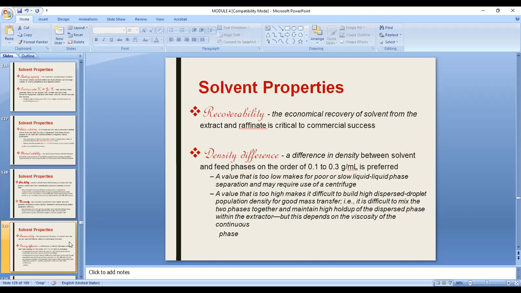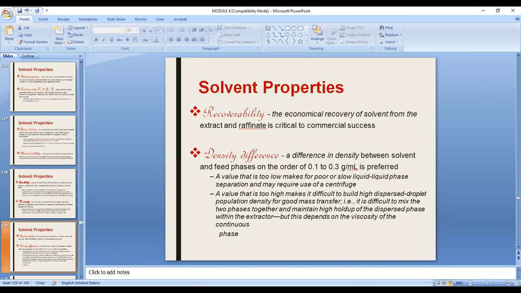A value that is too low makes for poor or slow liquid-liquid phase separation and may require the use of a centrifuge. A value that is too high makes it difficult to build high dispersed droplet population density for good mass transfer. That is, it's difficult to mix the two phases together and maintain high hold up of the dispersed phase within the extractor. But this depends on the viscosity of the continuous phase.